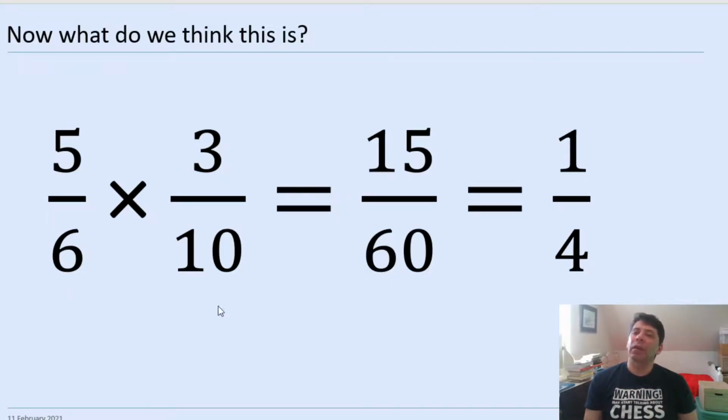Also, some people actually cancel down within the multiplication. So some people will say, well, we can divide the top and bottom there by 5, 1 over 2. Divide the top and bottom here by 3, 1 over 2. So you end up with 1 times 1, which is 1, over 2 times 2, which is 4. So there's just different ways of doing it. But that is a correct way, to actually cancel within the multiplication.